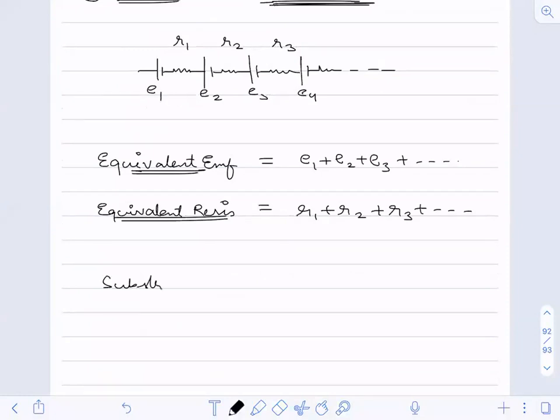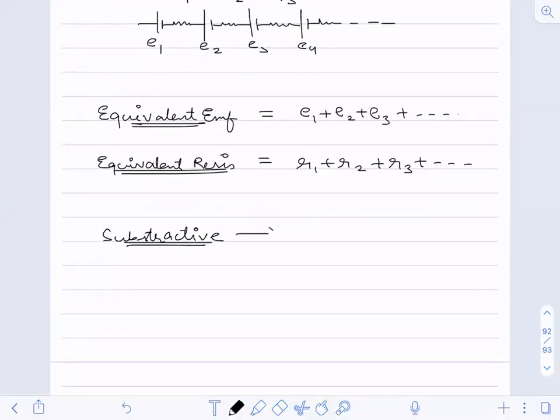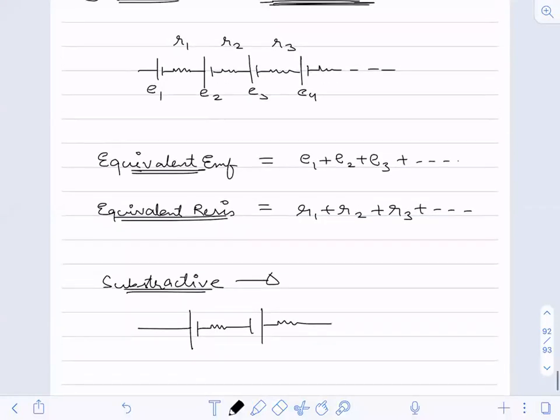Like 6 minus 2, 4. So for subtractive, how will you connect them? It is connected like this. See, if this is one battery, this is its resistor. Now this is the other battery and this is its resistor. Now just see how you have connected both the things.